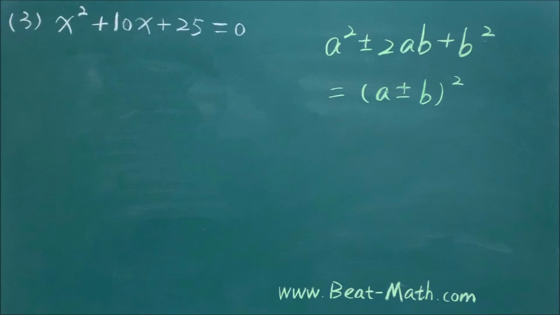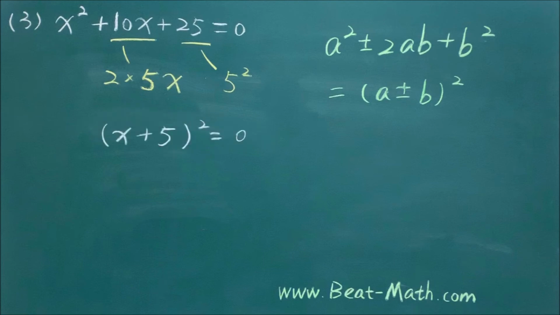x squared plus 10x plus 25 equals 0. Here, 25 is the square of 5. 10x equals 2 times 5 times x. So the perfect square formula can be used and the equation turns into (x plus 5) squared equals 0. Only when x plus 5 equals 0 will the equation be equal to 0. As a result, we get x equals negative 5. This equation has only one root, which is x equals negative 5.